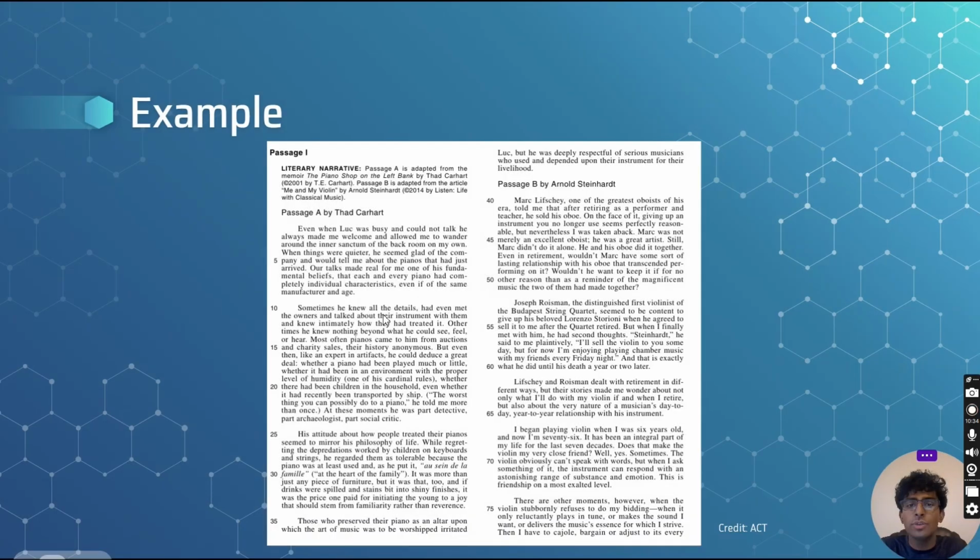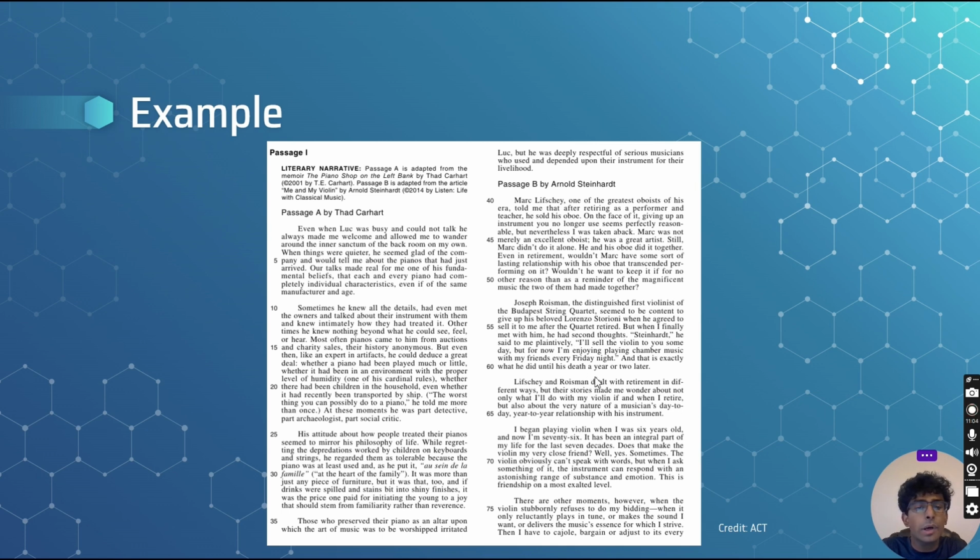All right, so we're going to go back to passage B now and skim through it here. We're talking about this Mark Lifshitz. He's an oboist. He's talking about how he and his oboe work together. Basically, he can't make music without his oboe, and his oboe by itself doesn't make music either. Then we talk about another guy, Joseph Roizman, and his relationship with his violin.